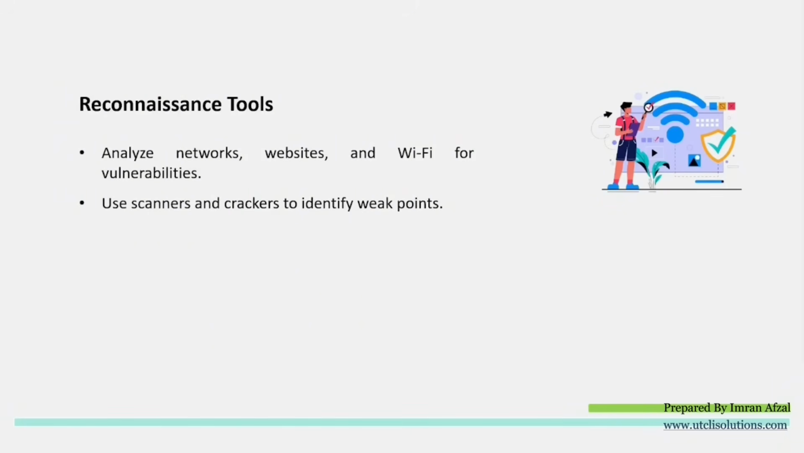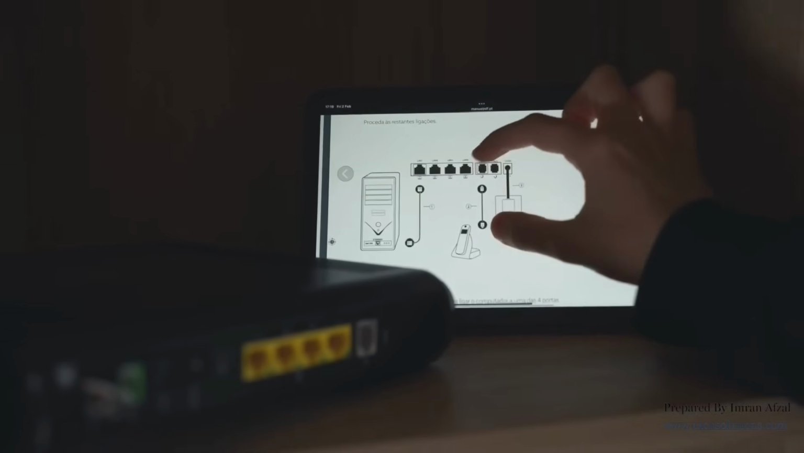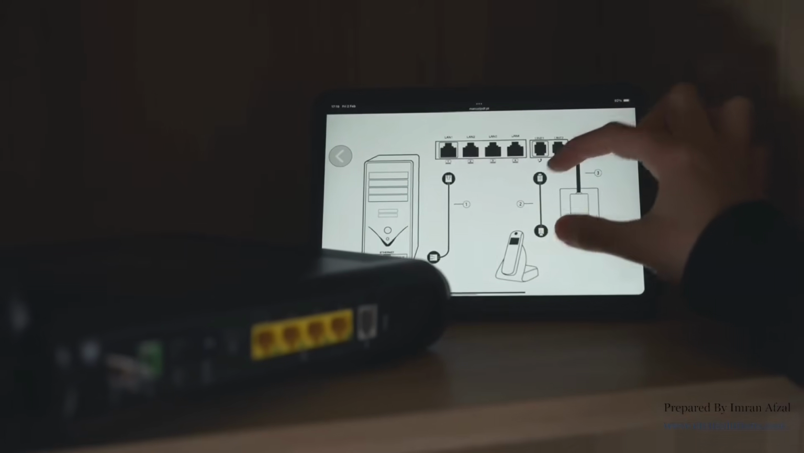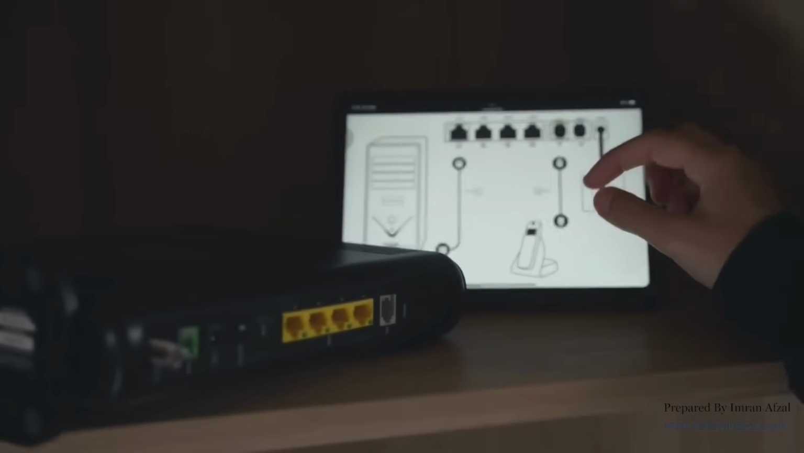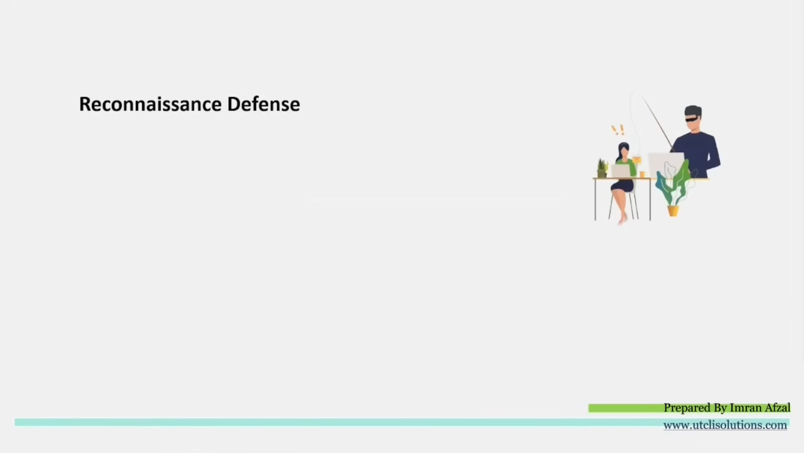Okay. So when it comes to web applications, attackers employ a web application scanner to identify vulnerabilities in the company's website, such as SQL injection points or cross-site scripting. Additionally, a Wi-Fi vulnerability scanner helps them uncover security flaws in wireless networks, including weak encryption or poorly configured access points, which they can exploit to intercept data or gain unauthorized network access.